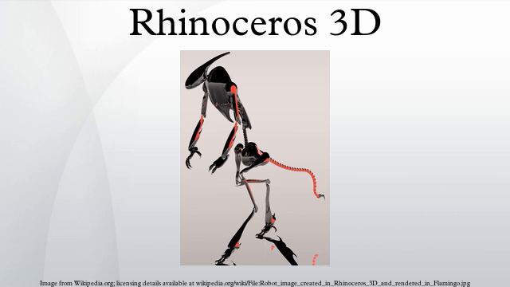Rhinoceros is developed for the Microsoft Windows operating system and OS X. A visual scripting language add-on for Rhino, Grasshopper, is developed by Robert McNeel Associates.